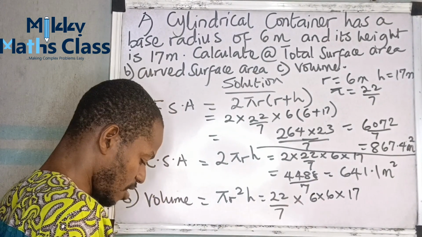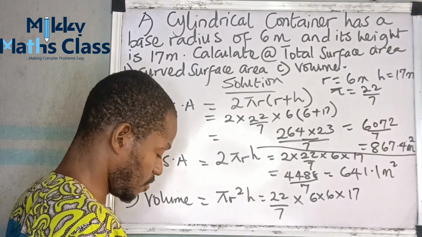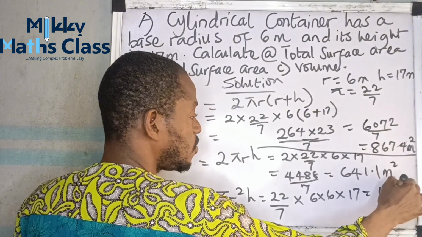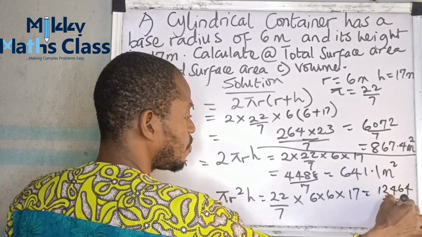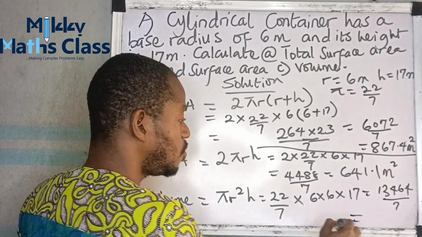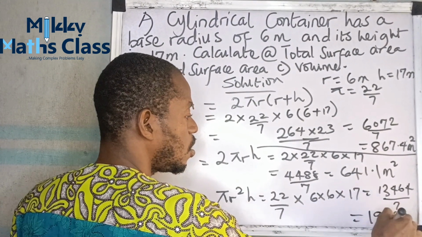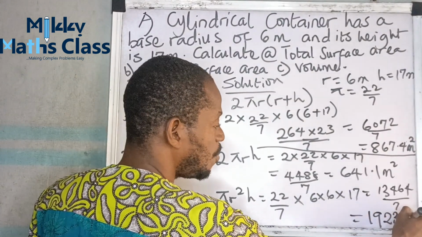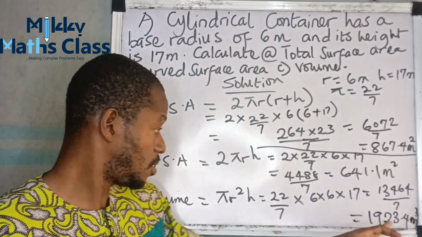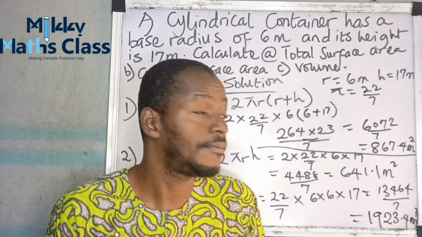So this is 36 times 22, okay, times 17. That will give us 13,464 over 7. And this will give us 1,923.4. Of course, this is meter cube. So take note of the units. You must always put your units or you lose marks.